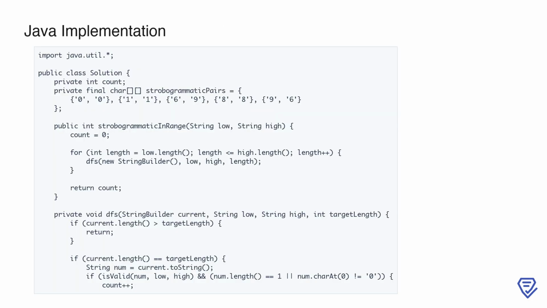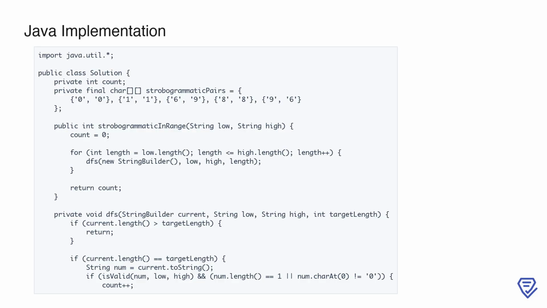Here, we start by importing the necessary utilities and defining the Solution class. Inside this class, we declare a variable count to keep track of the total strobogrammatic numbers found. We also define a 2D array, strobogrammatic pairs, which contains all valid strobogrammatic digit pairs, such as 0 with 0, 1 with 1, and so on.